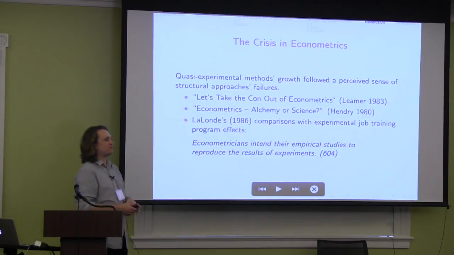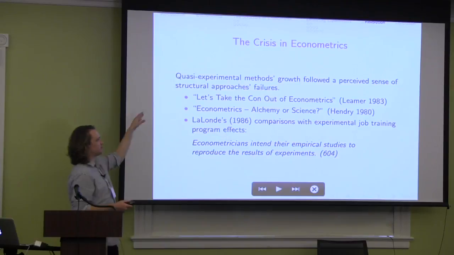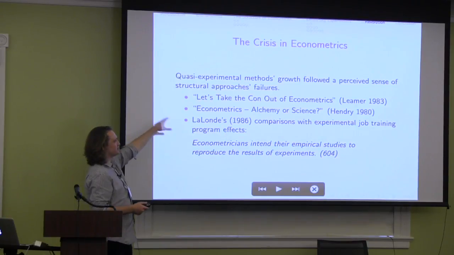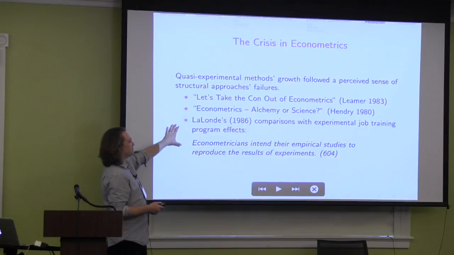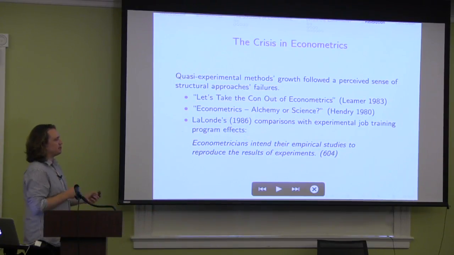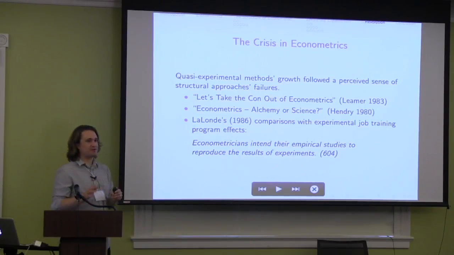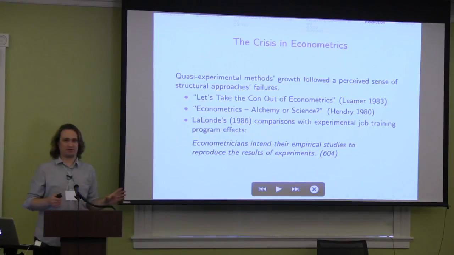At the same time, we have to loop back to Lucas, right? The quasi-experimental methods' growth followed a perceived sense of structural approaches' failures. Lucas is emblematic of that, but there's also this paper by Hendry, Econometrics, Alchemy, and Science. One specific example I would point to is that Robert LaLonde in 1986 published a comparison of experimental job training estimates, and by experimental I mean from experiments, with structural approaches, and the structural approaches totally failed.